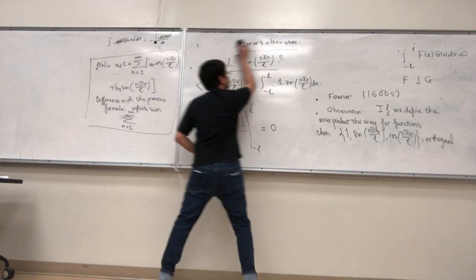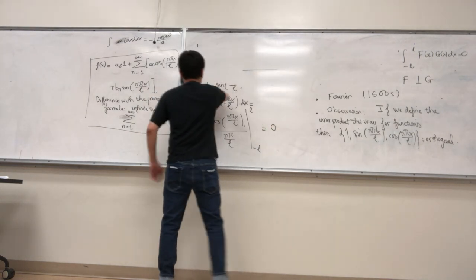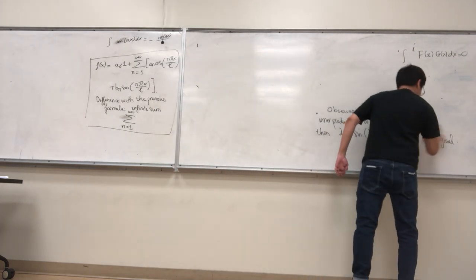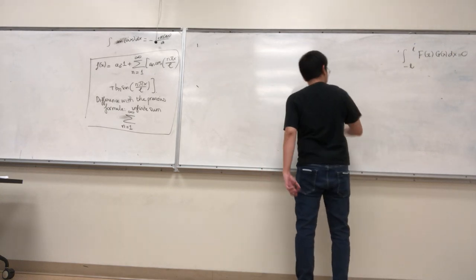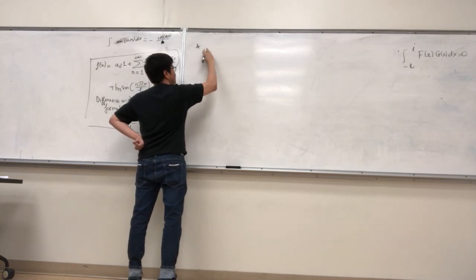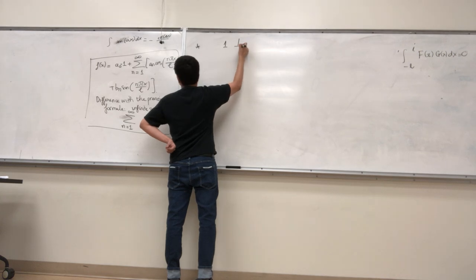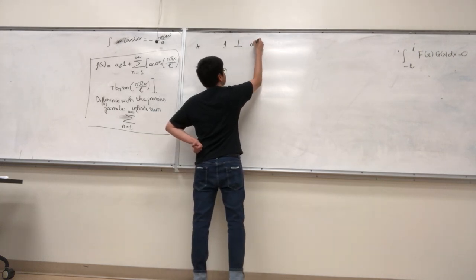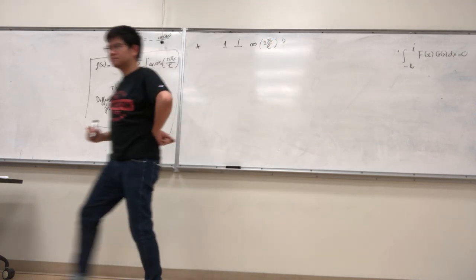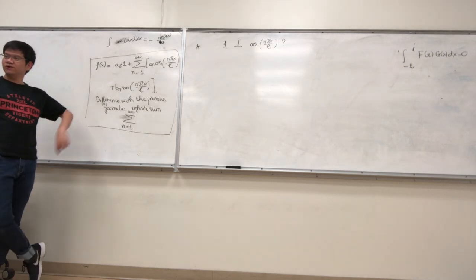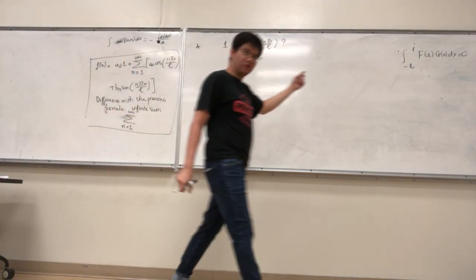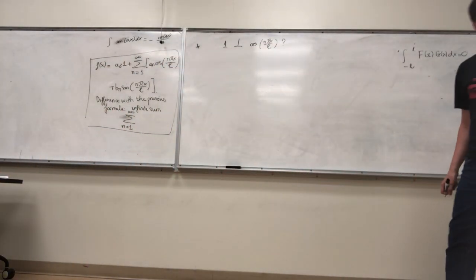Right, so let us check the second claim. I'm going to check if 1 is orthogonal to cosine. We're going to use, again, the definition of Fourier, which was invented by him, and we check if 1 is orthogonal to the function cosine. So how do we check it?